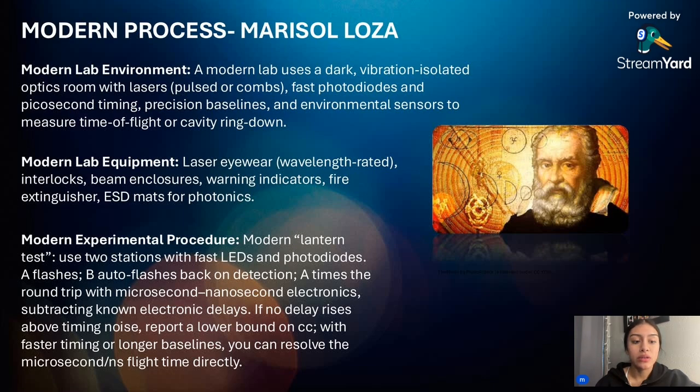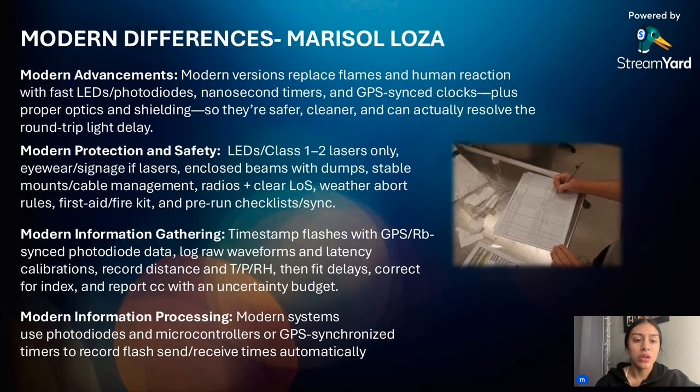Modern experimental procedure. Modern lantern tests use two stations with fast LEDs and photodiodes. A flashes, B auto-flashes back on detection. A times the round trip with microsecond or nanosecond electronics, subtracting known electronic delays. If no delay rises above timing noise, report a lower bound on c, then use faster timing or longer baselines. You can resolve the microsecond or nanosecond flight time directly.